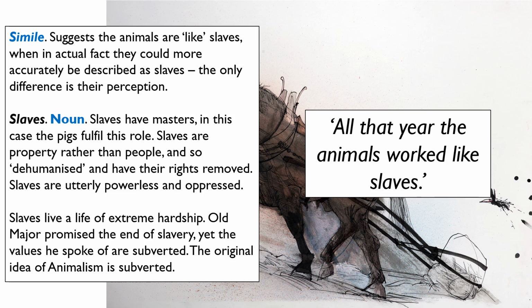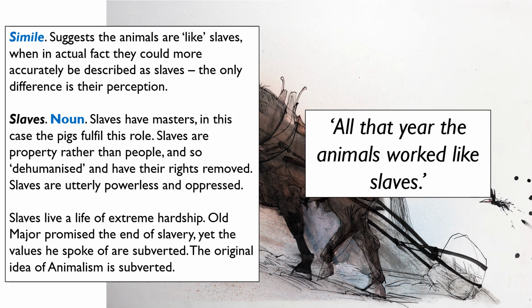Now, slaves is a noun, and I think it's probably one of the most important words in this quote, because slaves have masters. So there's a clear discrepancy in power here. Slaves have masters, and in this case, it is the pigs that fulfill that role. Slaves are property. They're not considered people, or in this case, animals. It dehumanizes people. When people are slaves, they are no longer human. Their human rights have been removed from them.